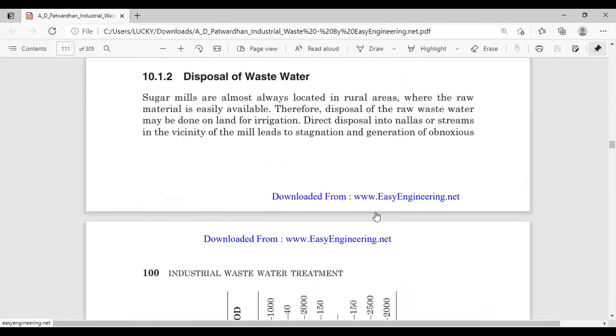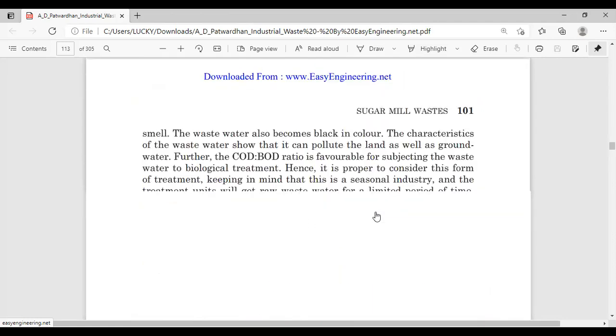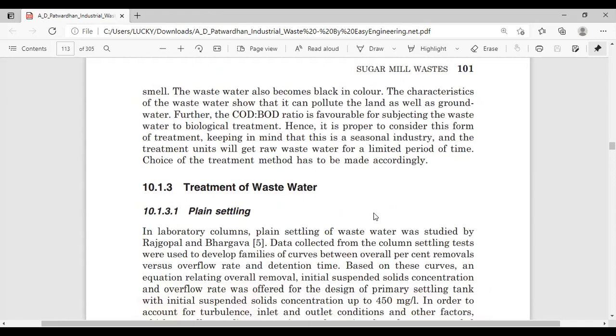This is the disposal of the wastewater. Smell. The wastewater also becomes black in color. The characteristics of the wastewater show that it can pollute the land as well as groundwater. Further, the COD to BOD ratio is favorable for subjecting the wastewater to biological treatment.